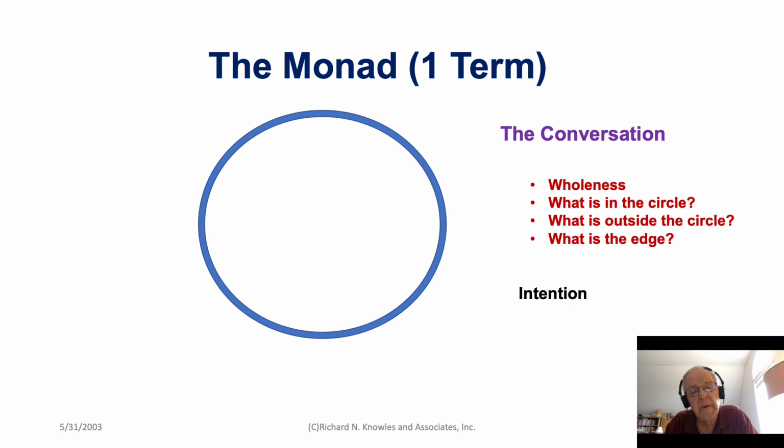So the first term that Bennett talks about is the monad. It's a one-term system. It's the nature of wholeness. What is it we're talking about? What are we looking at? What's inside the circle? What's outside the circle? And what is the edge? So it brings focus and agreement onto the subject and the topic about which we're going to talk and explore as we use the Process Enneagram. And I called that the intention. That's what we're about.